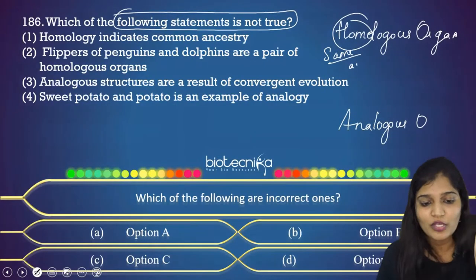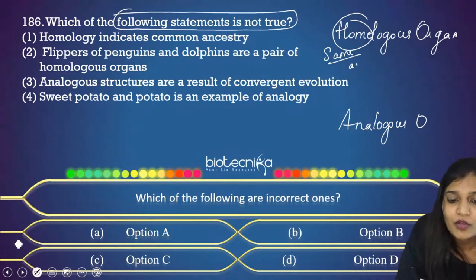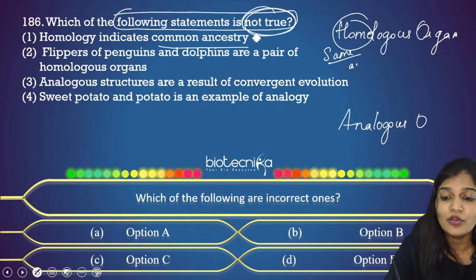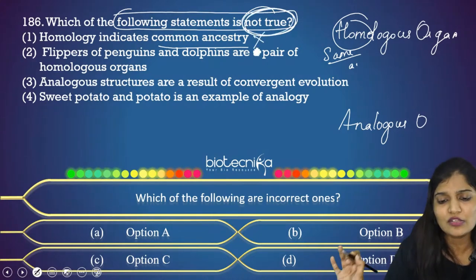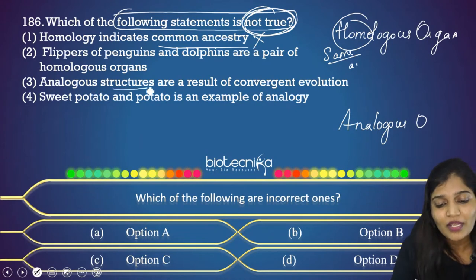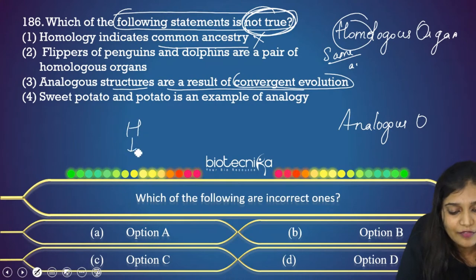So let's check the questions now. Okay, we know homology means what? Just now I told you, common ancestry. This is a correct statement, but they ask you to find out the statement that is not correct or not true. So let's not take this one. Analogous structures, I'm going for the third point, are a result of convergent evolution. I told you, homologous structures show divergent evolution.